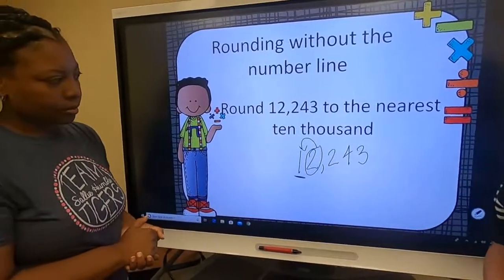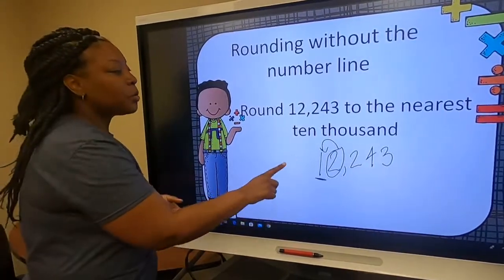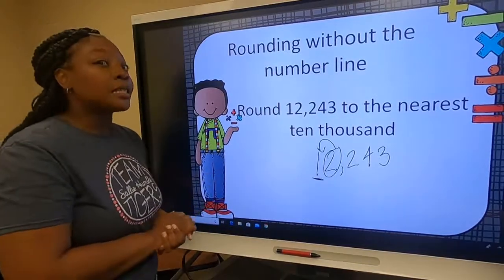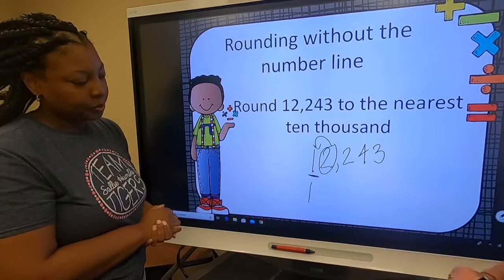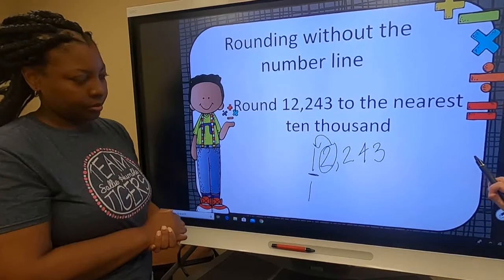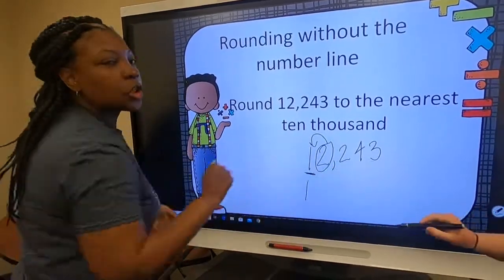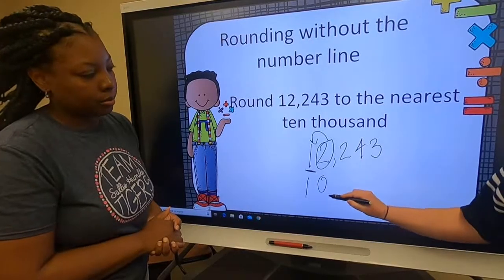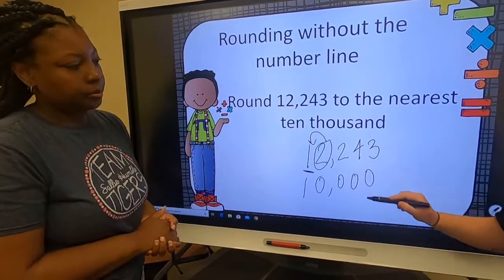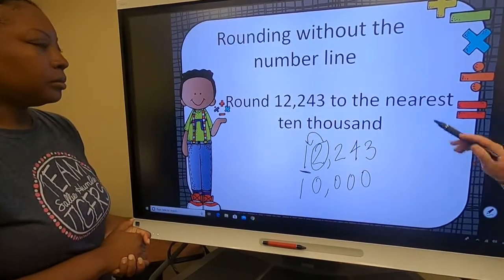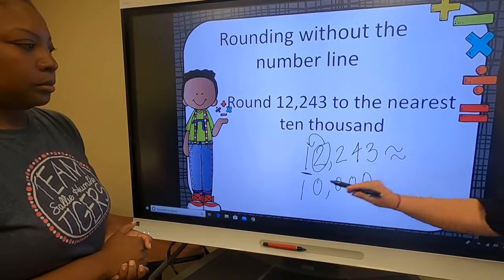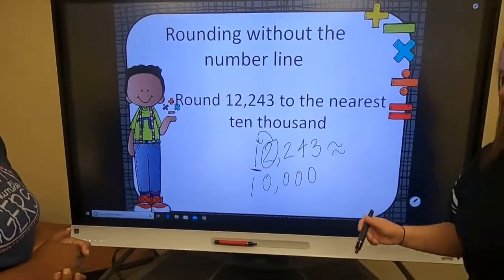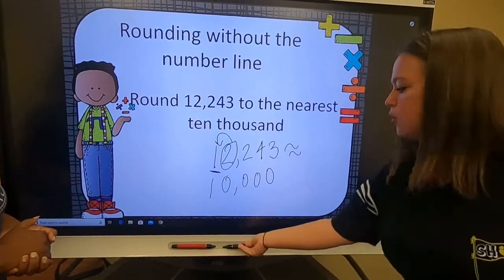What does that 2 tell that 1 to do, Miss Bethay? That 2 tells that 1 that the 1 needs to stay in place. So that 1 will stay the same. So that will still be a 1. And what will happen to all these digits behind? All these digits will be zeros. Yes, ma'am. So 12,243 rounded to the nearest 10,000 is about 10,000. Great job, boys and girls.